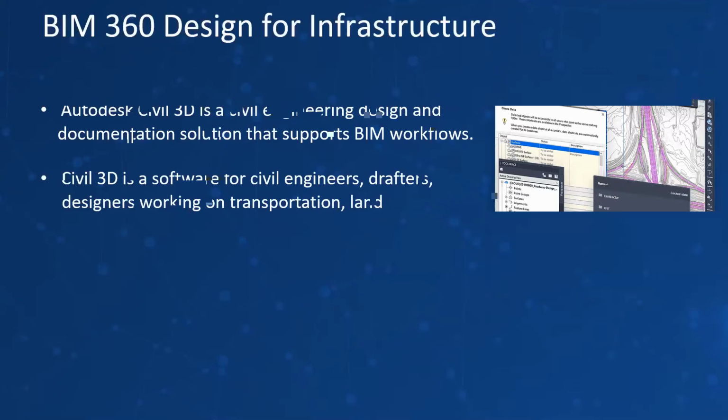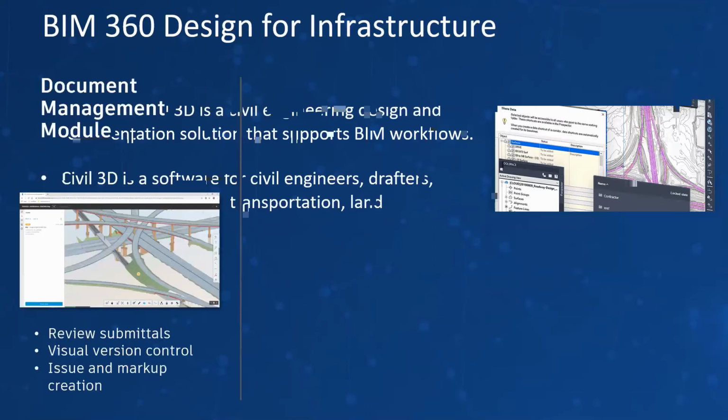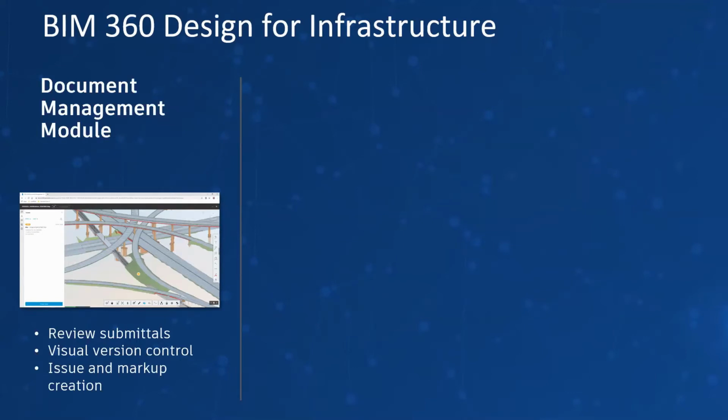So with BIM 360 Design infrastructure, BIM 360 Design for Civil 3D includes three key items. First, it has a document management module. So you can review submittals. You can also do visual version control, create issues and markups.